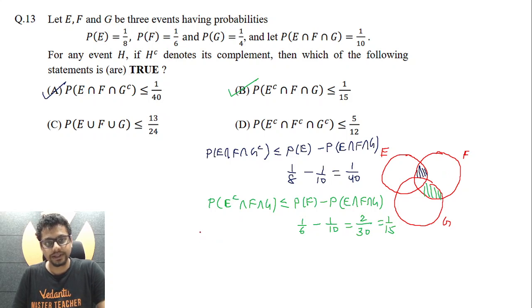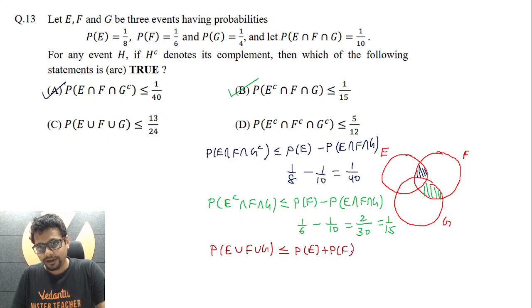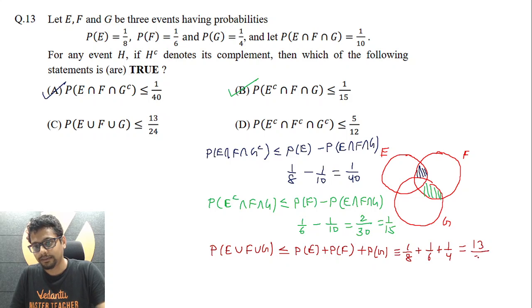Now coming to option C, probability of E union F union G would definitely be less than or equal to probability of E plus probability of F plus probability of G. Now what does this become? This essentially is 1 by 8 plus 1 by 6 plus 1 by 4, and as you take LCM, 3 plus 4, 7 plus 6, 13, 13 by 24. So this expression is less than or equal to 13 by 24, so C is also correct.